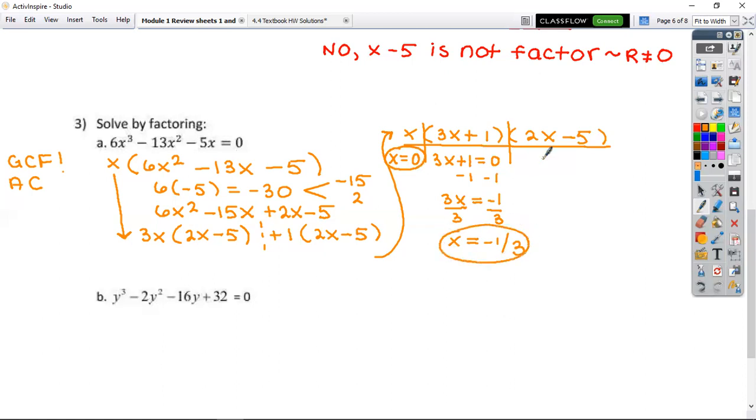And to conclude, I'm going to go 2x minus 5 equals 0. Add your 5 over. And then divide by 2. So you're adding your 5. I get 2x equal to 5. And then divide by 2, and I get 5 halves to finish. So third and final answer is x equals 5 halves. Okay. How do we feel with one like that? So AC method and then all the way down to solve. So 3 answers.